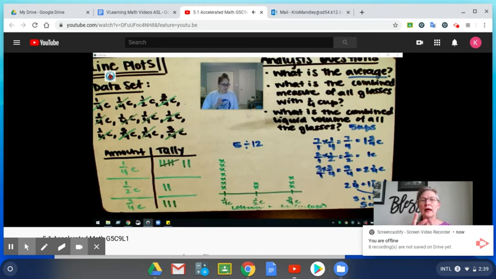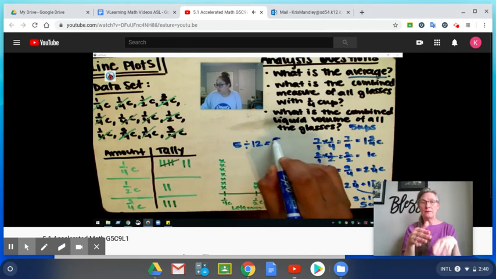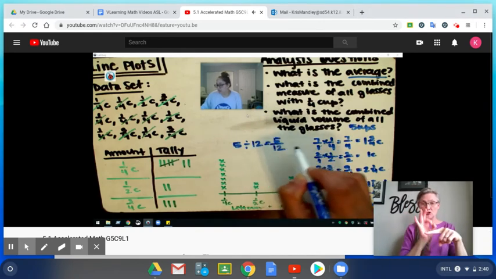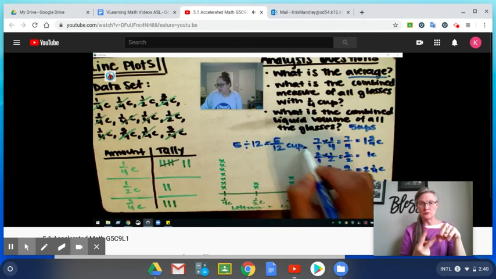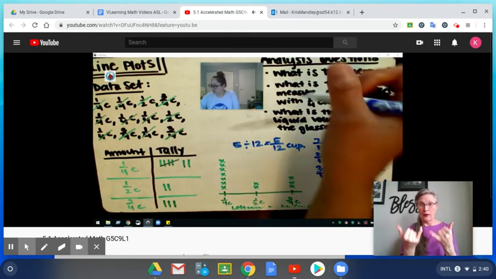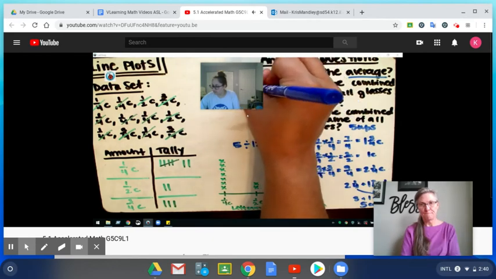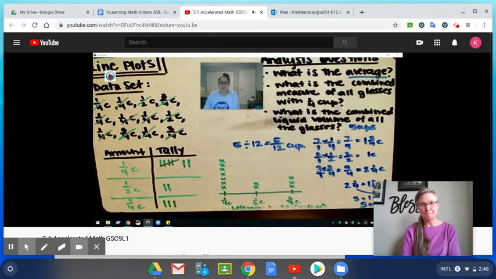So I take 5 divided by 12, and what we know is fractions are division problems, right? So this is 5/12 cup. So the average is 5/12 cup. Now we've got one final, so I'll write that over here, 5/12 cups. We've got one final question.